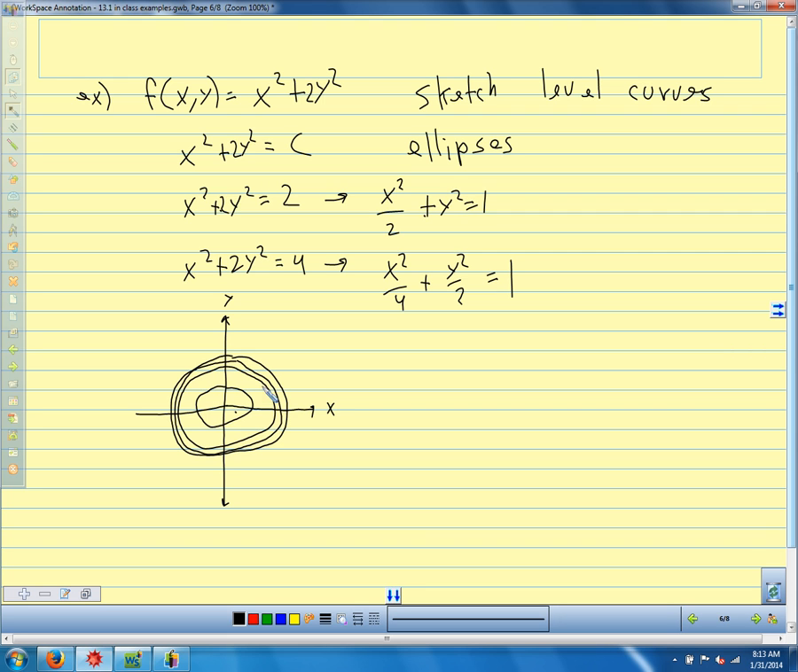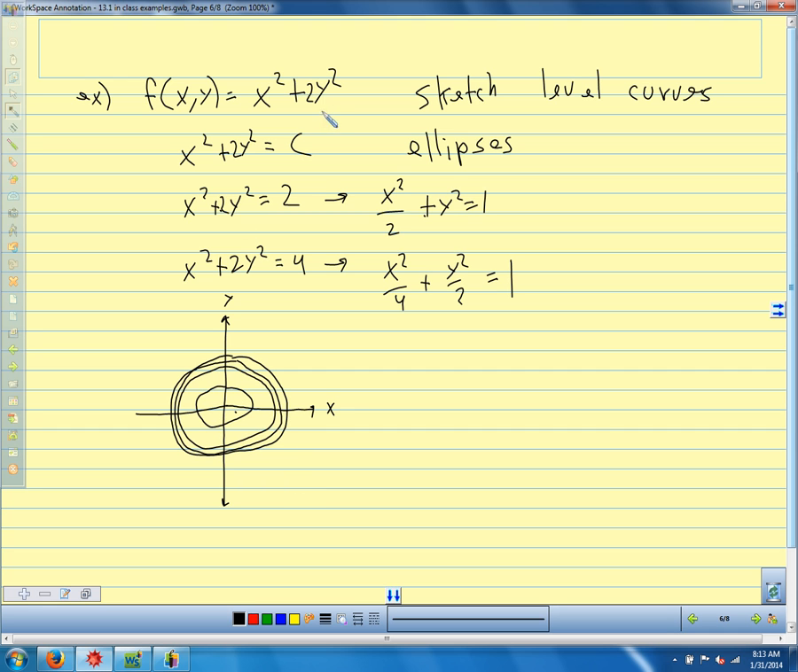Kind of like a bowl, right? Here where they're closer together, it's steep. Here where they're far apart, it's not as steep. Is the bowl right side up or upside down? Soup in or soup out, right? We can't tell just from the level curves, can we?